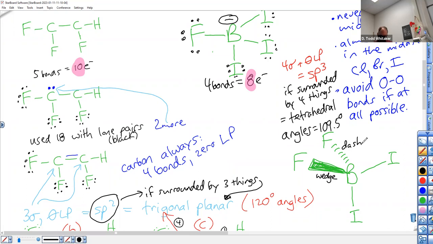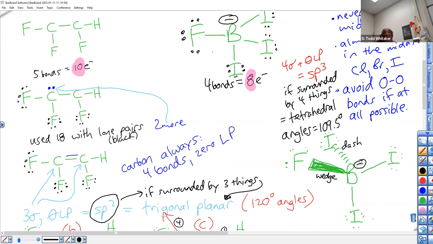Would it matter which atom it is? Somebody's going to say, Dr. Whitaker, you changed the formula. It doesn't matter. You choose F and I here. Any atom in this molecule in any of those positions is fine. And lone pairs, and don't forget formal charge also. Same spot as before, and that would be the answer for B.